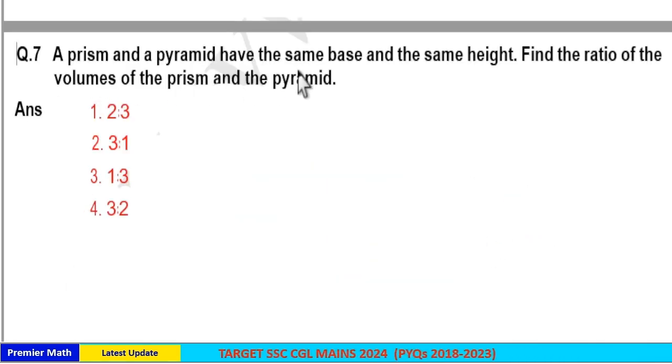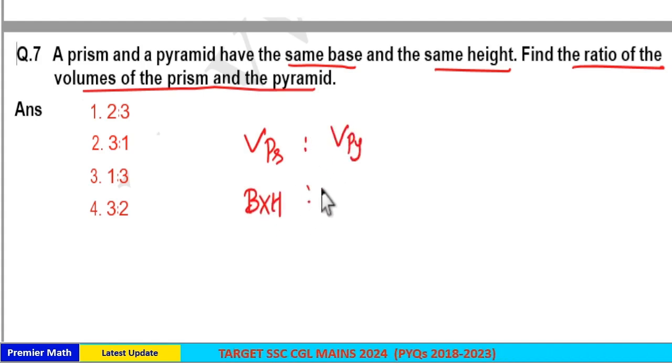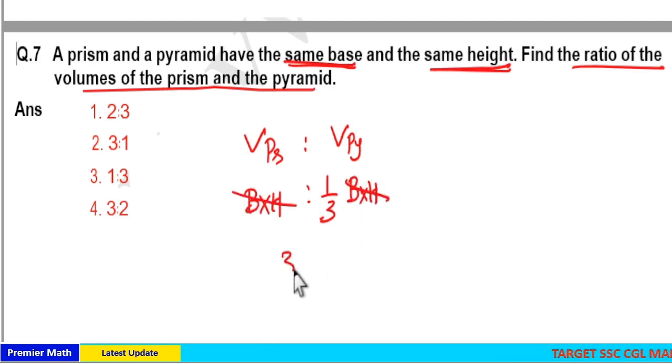A prism and pyramid have the same base and same height. Find the ratio of the volume of prism and pyramid. Volume of prism is equal to base area into height. And volume of pyramid is equal to 1 by 3 base area into height. Here, base area and height are the same, which means 3:1 is the ratio. Option 2 is your answer.